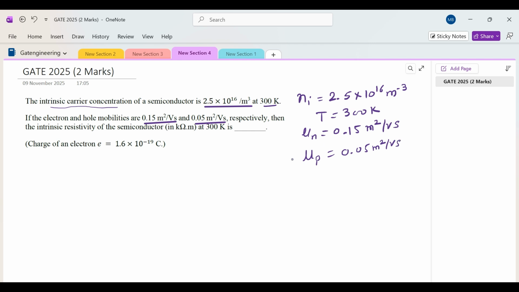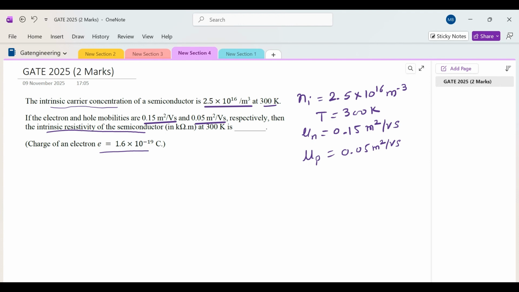This is the information we have been given, and in this question it is asked to find the resistivity of the semiconductor material in kilo ohm meter at 300 Kelvin. Along with it, the charge of an electron is also given in this question, which is 1.6 into 10 to the power minus 19 coulomb.